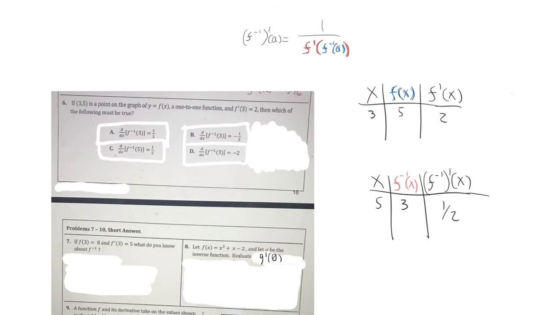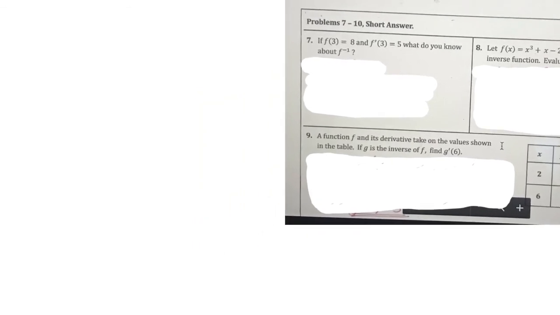Now, I'm going to say go ahead and get used to the shortcut, though, because this shortcut is actually going to come in handy with this next problem, all right? This next problem is giving us a whole bunch of gobbledygook. f of 3 equals 8. f prime of 3 equals 5. What do we know about f inverse? Well, I don't know. Let's flesh out one of those darn tables.